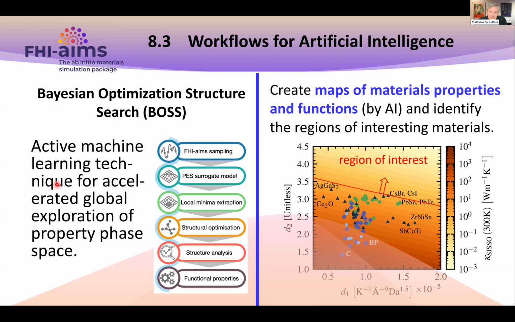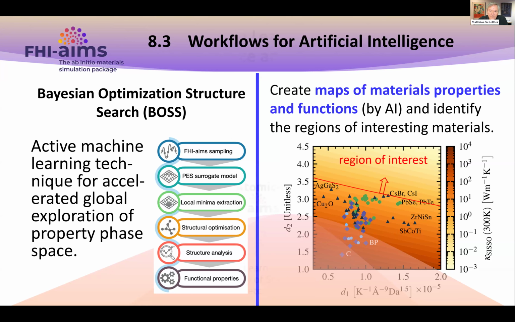In a similar spirit, but using a very different AI method, the example on the right side describes the integration of FHI-aims with the AI method called SISSO. Here, one may create a map of materials properties and functions to identify the region of interesting materials. So before really doing calculations, one can see that the interesting materials should be actually in this region, and one should concentrate here. In this region of material space, we already have enough data, but you need the right descriptors, that means the right X and Y axis.